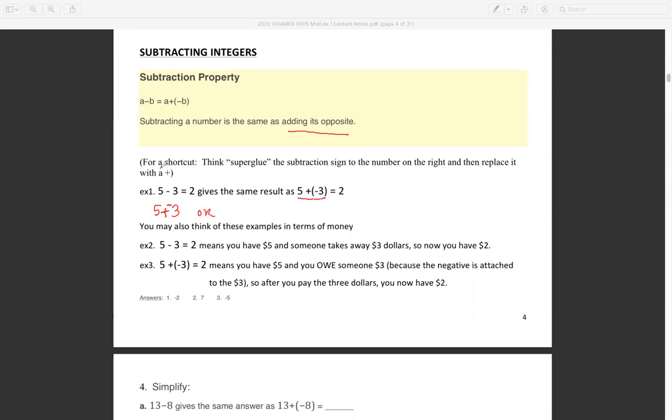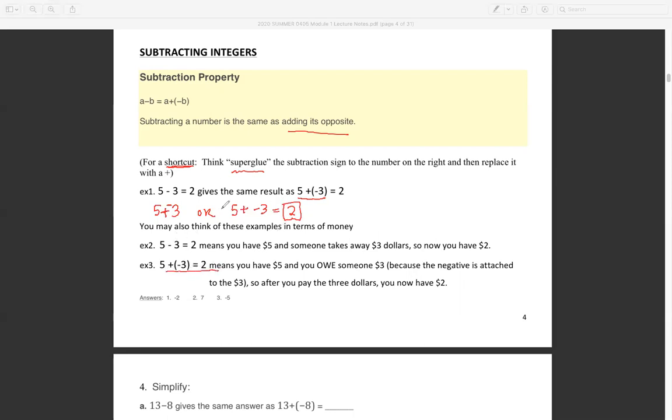Or what you can do is you can use a shortcut, which doesn't make mathematical sense. Your shortcuts are just a fast way to remember things. And this shortcut, you just think of supergluing your subtraction sign to the number to the right and then replacing it with a plus sign. For example, we're just going to take this subtraction sign, move it over, attach it to the 3, and then put a plus in its place. Whether you add the opposite or you use the shortcut, which I call the superglue shortcut, we're going to end up getting 5 added to a -3. So if you have $5 and you owe somebody $3, you end up with $2, which is what we have down here.